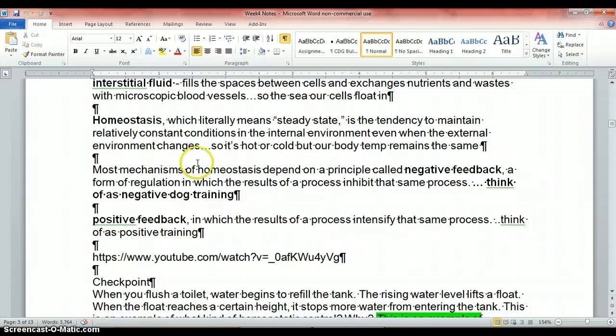One way: most mechanisms of homeostasis depend on the principle of negative feedback, a form of regulation which results in a process to inhibit the same process. So think of negative dog training. I'm going to yell at the kid, the dog, whatever, to make it stop doing what it is doing. Positive feedback, in which the results of the process intensify the same process. So positive training: oh, you did a really good job, you got an A, so now I'm going to take you out to dinner. Or the dog did what it's supposed to do, now it gets a lot of praise or a treat. And there's a video on it.